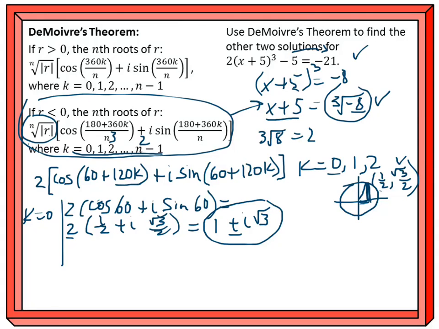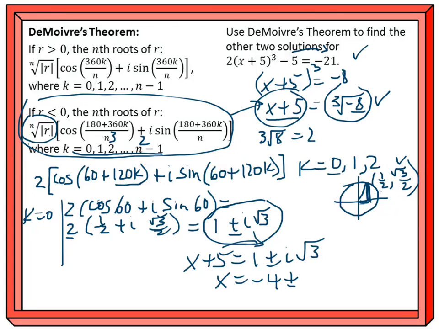Now I'm just going to set that equal to x plus 5 to find the other two solutions. So I have x plus 5 is equal to 1 plus or minus i square root 3, and then subtract this 5 guy over here. x is equal to negative 4 plus or minus i square root of 3. And there we have it. Those are the other two imaginary solutions for that original equation. Of course, you may have used the calculator for the square root of 3, and I think that's like 1.7, something like that. But there's the exact answer.